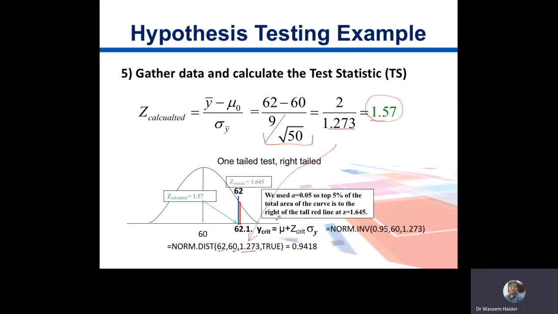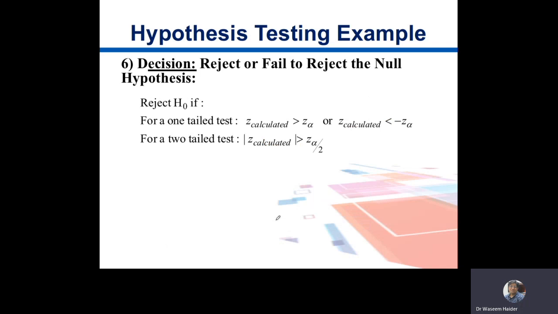And the probability from the left which we get over here is 0.9418, and towards right it is 1 minus 0.9418.